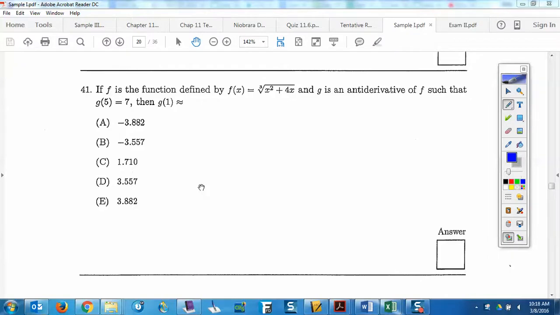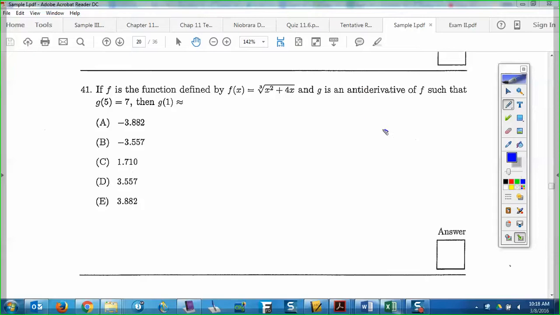So let me back up a minute. Let's pretend that this problem was this. Let's pretend that f of x was equal to x squared. And then I told you that g was an antiderivative. And then I told you that g of 5 was 7. Right? So, matter of fact, let me make it even easier. Let's say I said g of 1 was 0. Let's do that. Okay? So, and you wanted to find g of 3.